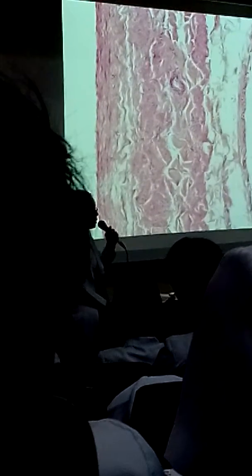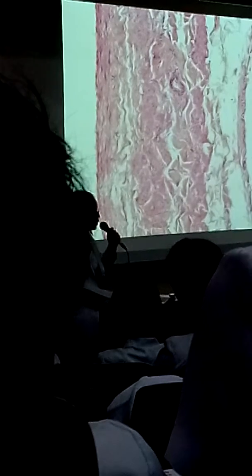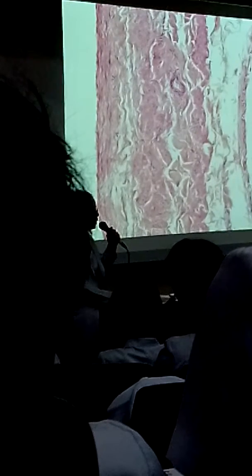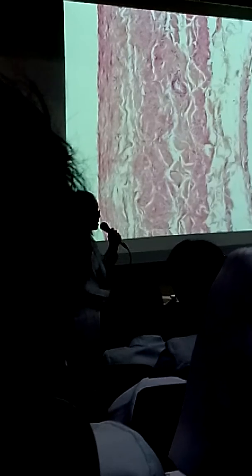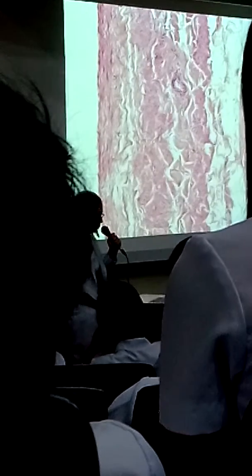So in comparison to that of artery, in which the vasa vasorum is found in the adventitia and extends into the tunica media, the vasa vasorum in veins extends more deeply into the media or the intima.